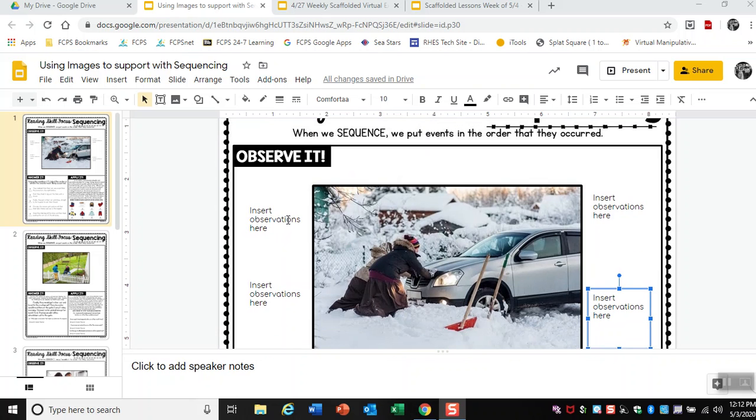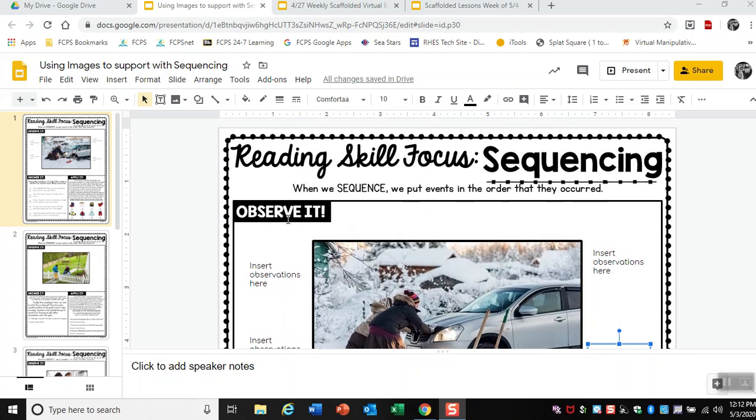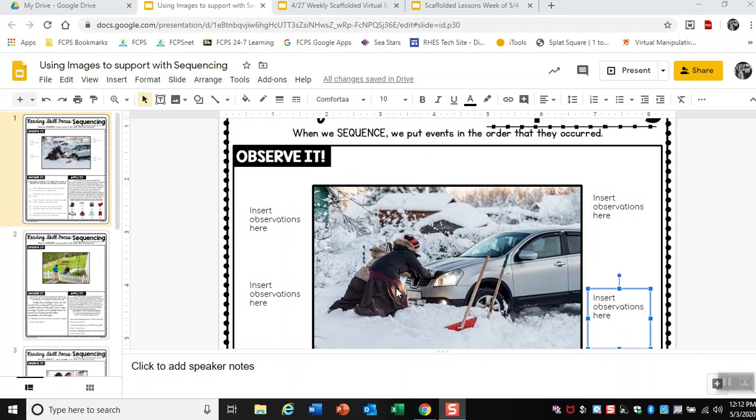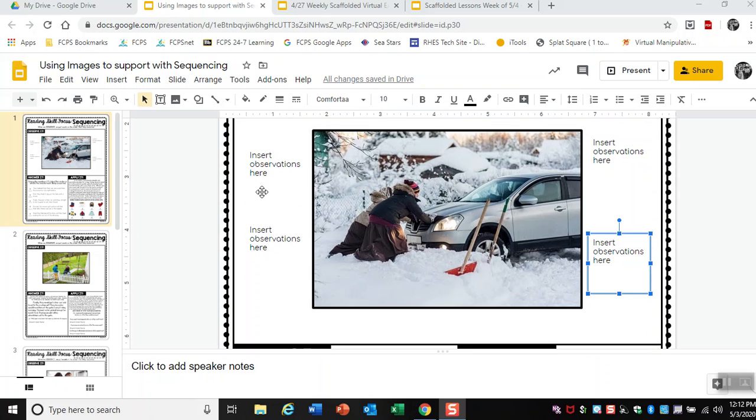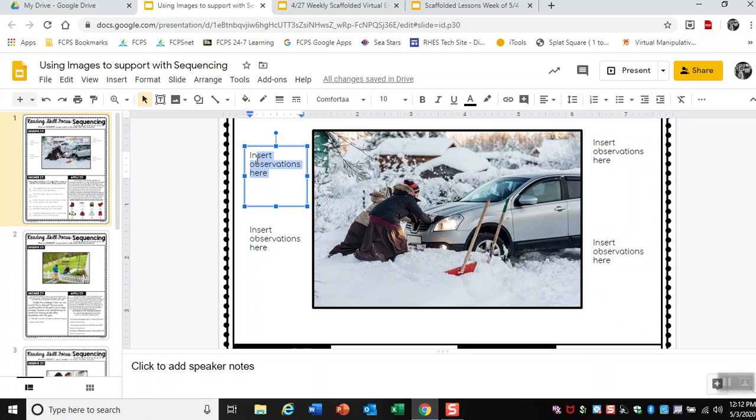So what we're first looking at here is, again, sequencing. So when we sequence, we're putting events in the order that they occur. So we're thinking about what happened first, what happened second, and so on and so forth. So first thing we're going to do is we're going to take a look here at this picture. What do we notice about this picture here?